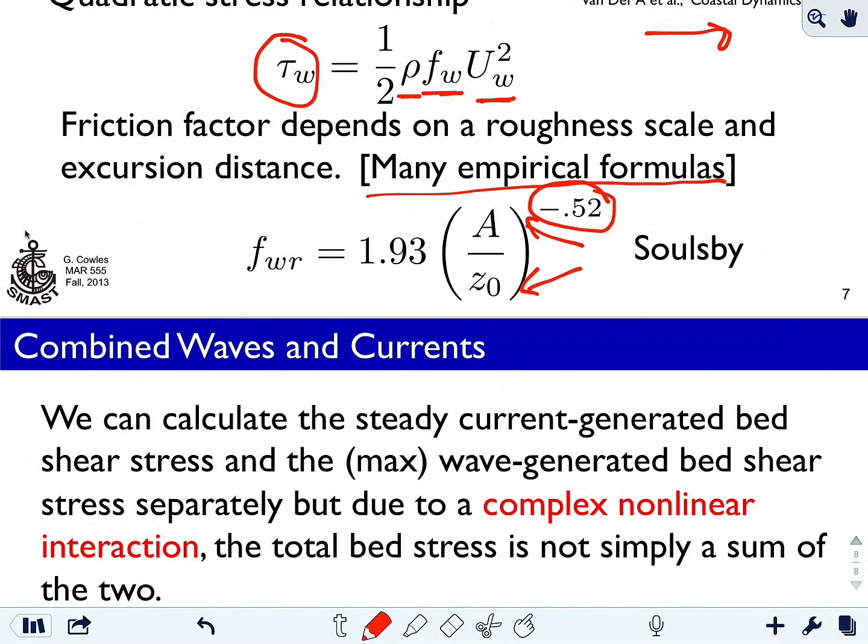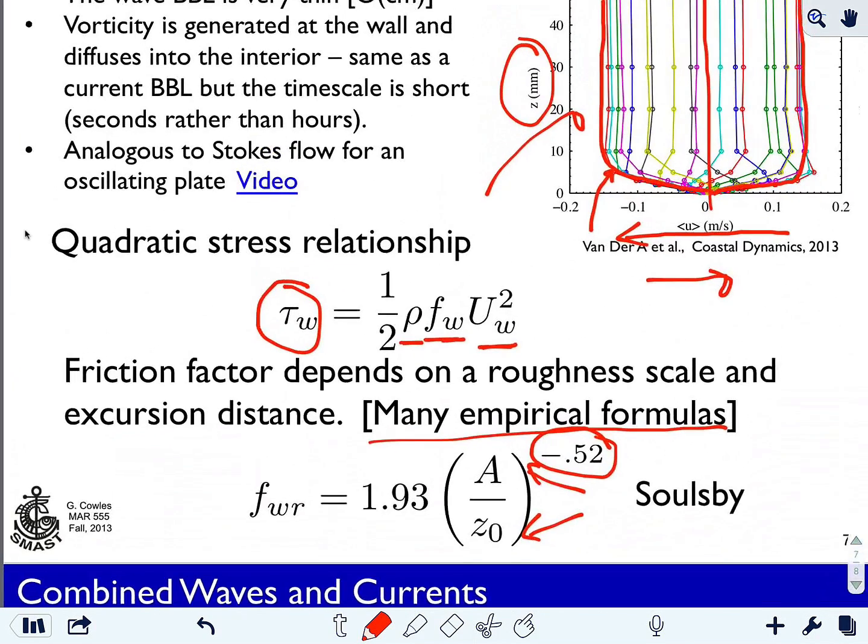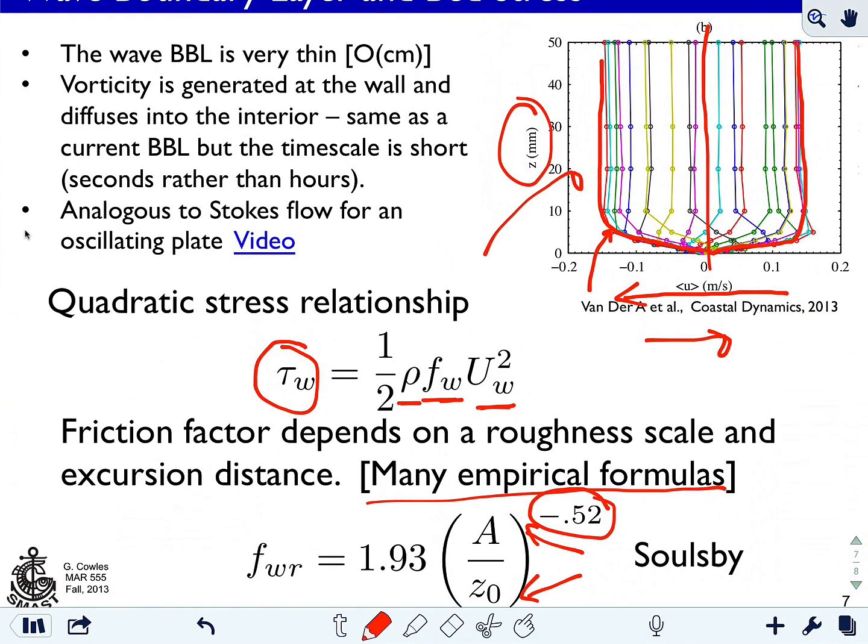This is just the friction factor to get at the drag coefficient. The stress we can get at here, this is the average stress over the wave cycle.